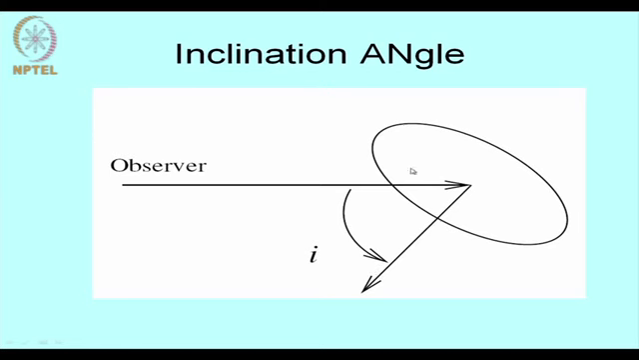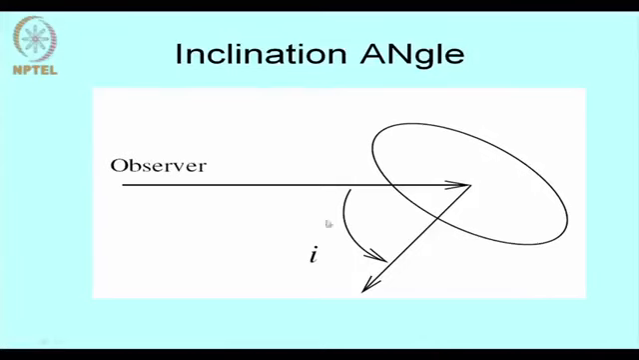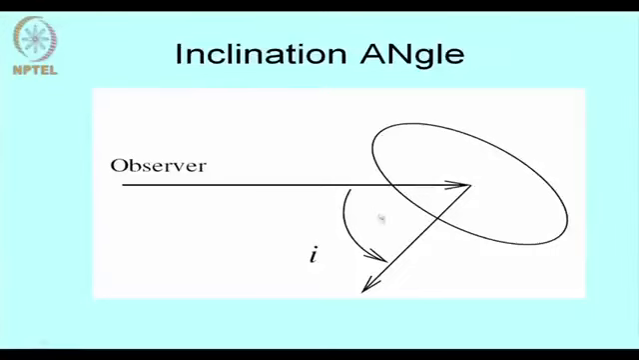If you have an inclination angle of 0, it essentially means that you are seeing the orbit face on. So, it is like this. The star is going around like this and you are seeing it face on. Whereas, if the inclination angle is 90, you are seeing the orbit edge on like this. The plane of the orbit is like this, the star is going around in this plane and you are seeing it edge on. That corresponds to 90 degrees.